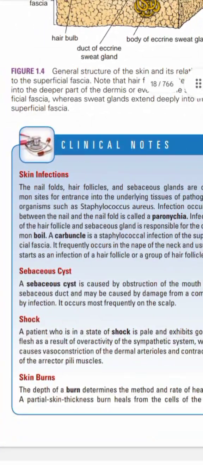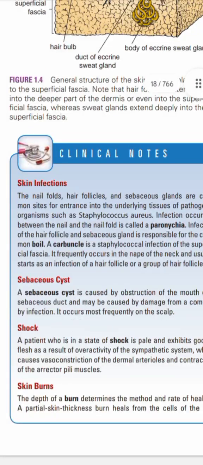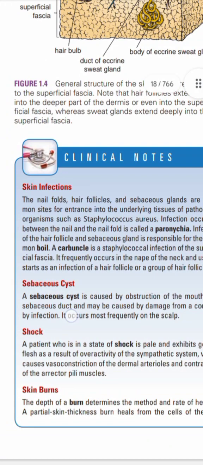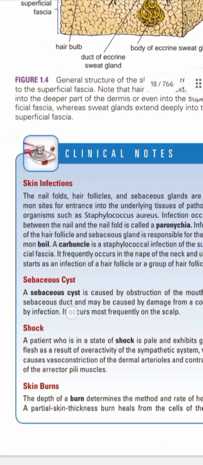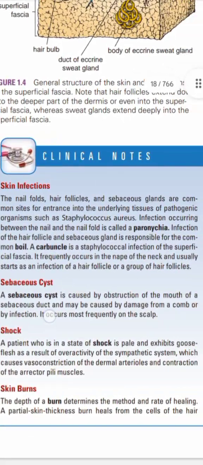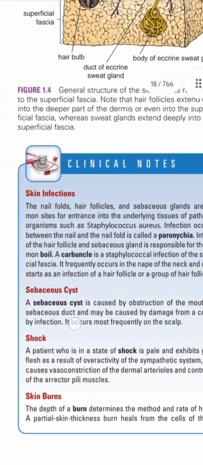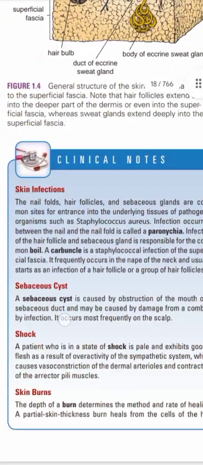Clinical note: skin infections. The nail folds, hair follicles, and sebaceous glands are known sites of entrance into the underlying tissues of pathogenic organisms such as Staphylococcus aureus. Infection occurring between the nail and the nail fold is called a paronychia. Infection of the hair follicle and sebaceous gland is responsible for the common boil.